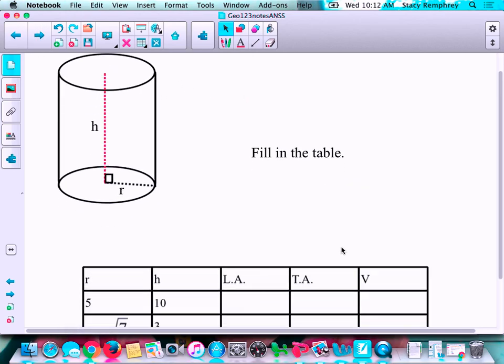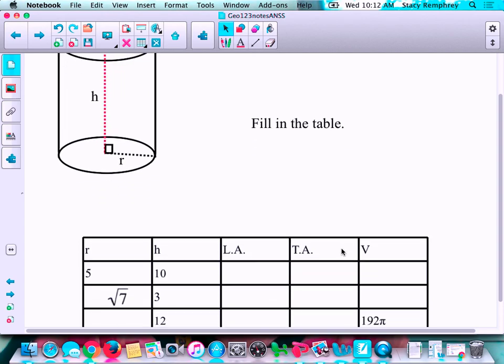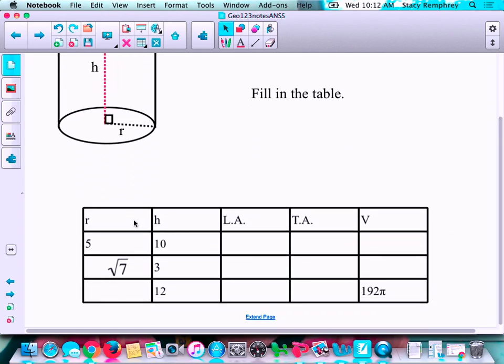Right, and the next one, again, we have a cylinder. Be careful, when these are written out and not containing a picture, make sure that you use the right formulas. So go ahead and give these a try and fill in the table.